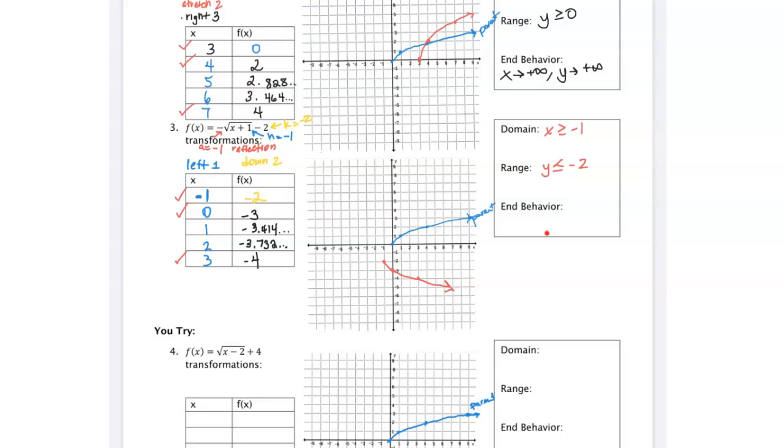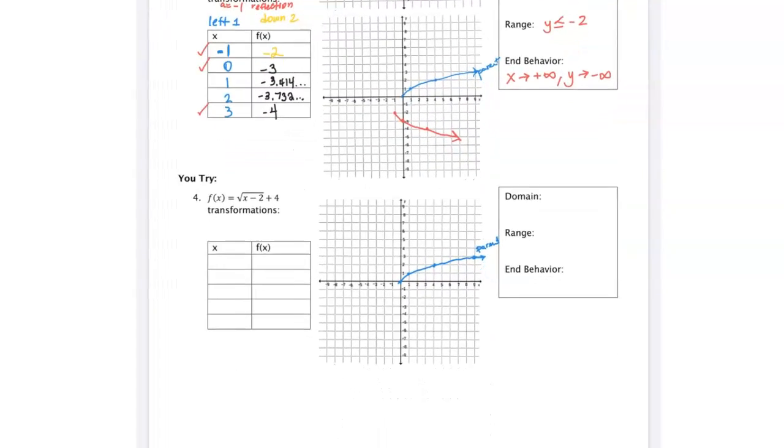As for our end behavior, we only have one statement. So as x is going towards the right, so towards positive infinity, as we're going right, we are going down. So therefore, y is going towards negative infinity.